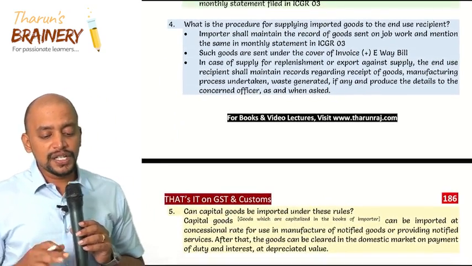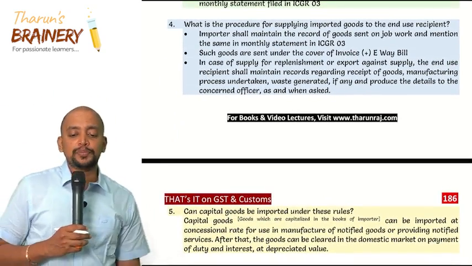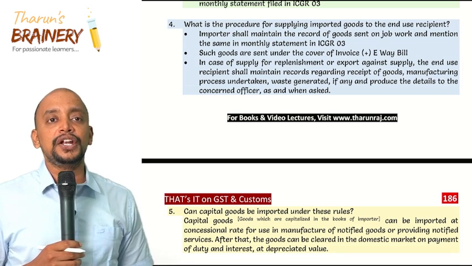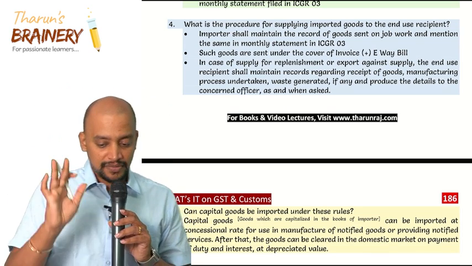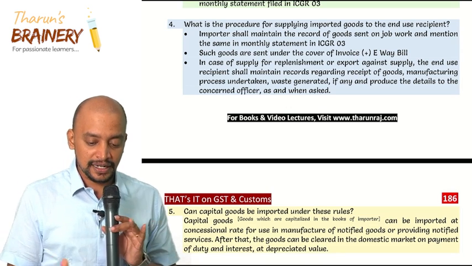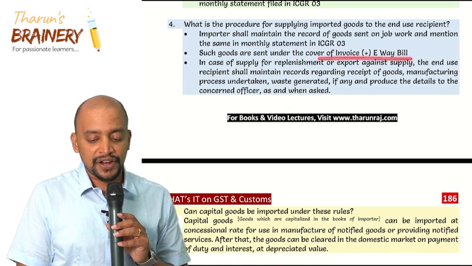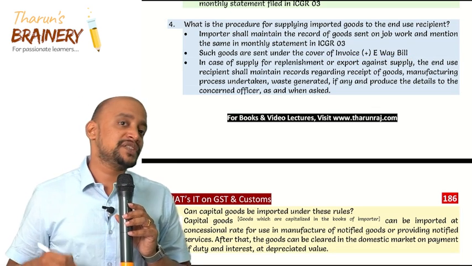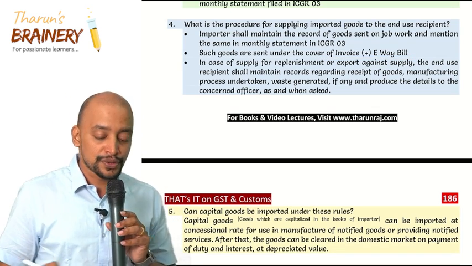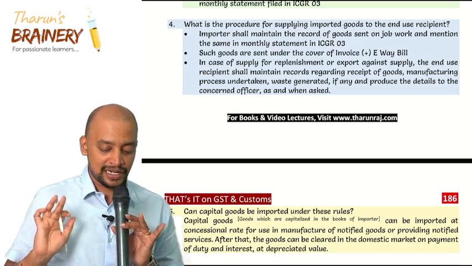Then what is the procedure for supplying imported goods to the specified end-use recipient? Same. All these 3 questions, same answer. You have to report these details in a monthly statement. It should be under the cover of an invoice plus e-way bill, and the specified end-use recipient who is receiving these goods should maintain the records related to this.